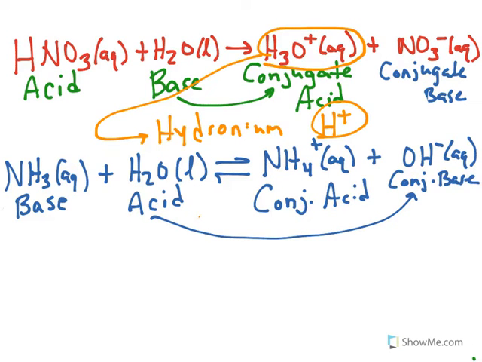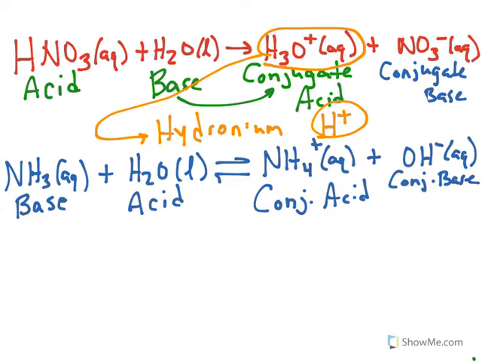Just to check and make sure we're right, this water acting as an acid should have given up an H, and sure enough, it did. Now you might notice in this scenario, between the red and blue equations, in the red equation, water acted as the base. In the blue one, water acts as an acid. That's called, water is amphoteric, which means it can act as either an acid or a base, just depending on what's going on around it.